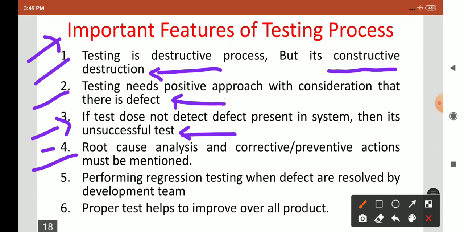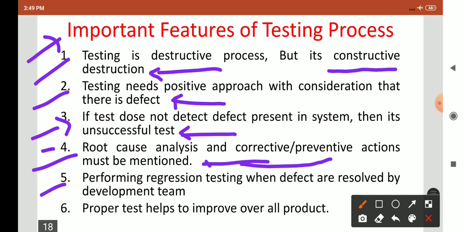Then the fourth is root cause analysis, and the corrective or preventive action must be mentioned. So while performing testing, suppose you find one bug. After finding the bug, it's your responsibility to go to the root cause of why this bug appeared, and also if you know any corrective or preventive action to overcome that bug, then you have to mention that action in test cases.